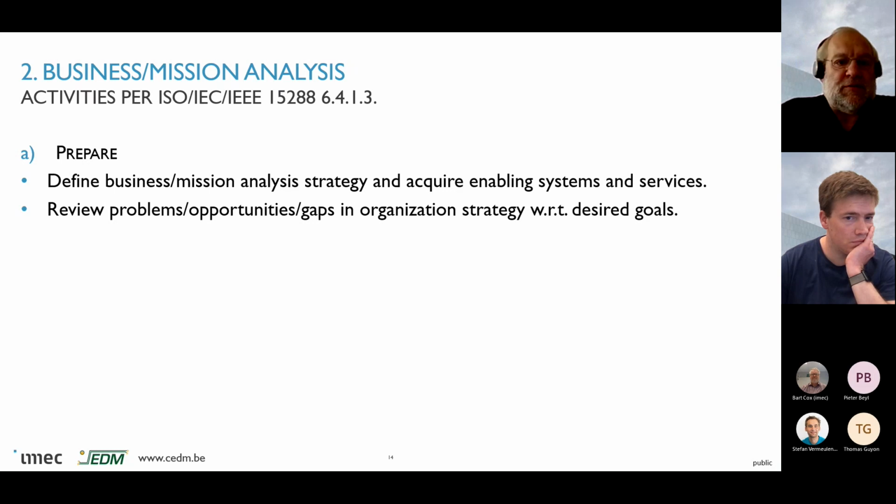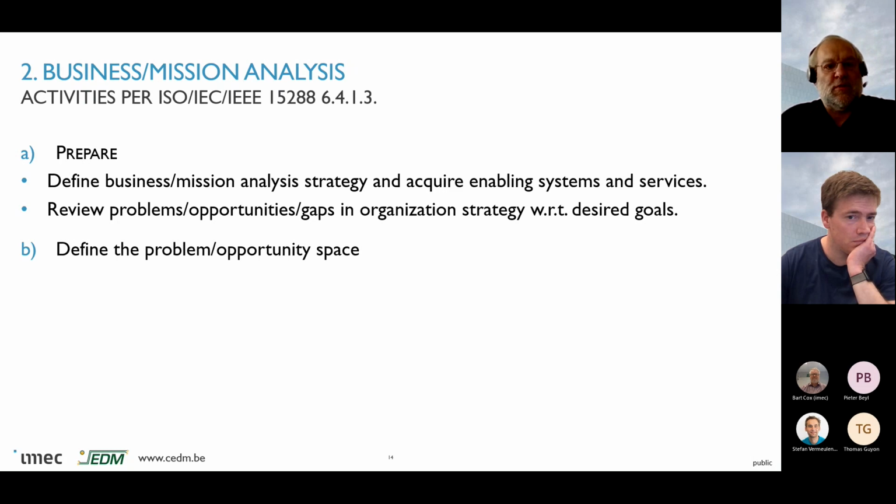Besides that, specifically for the business analysis, it's good to have a look inside the organization and look where are internal problems, opportunities, and gaps that need to be addressed. For example, where are we today versus where do we want to go? That can be a gap that needs to be addressed. Then we can start the actual work in the business analysis.